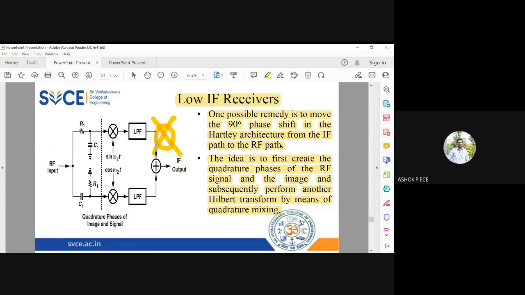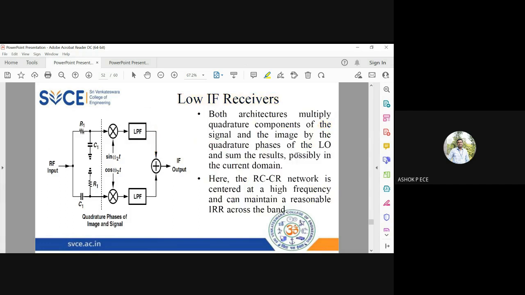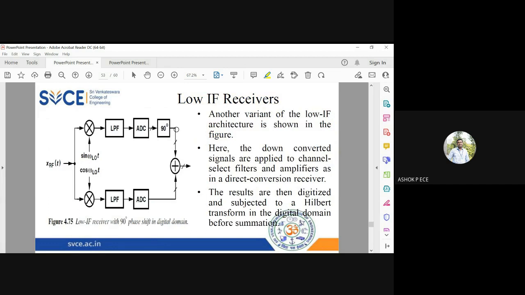Remember, the idea is coming from the Hartley architecture only. So both the architectures will multiply the quadrature components. We have both I channel and Q channel, and both signal and image will be undergoing the same operation. But when you add, finally, the image will be cancelled out and the signal will be doubled. So that is the output of the low IF receiver. And since in the Hartley architecture we have a very high image rejection ratio, the image will be effectively cancelled at the final IF output of the low IF receiver.